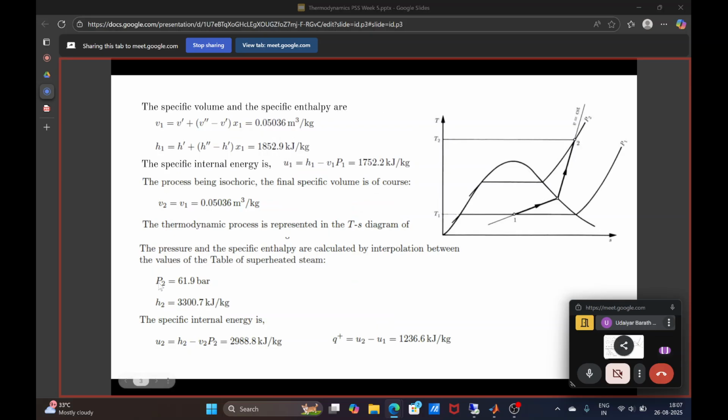So it will come out to be 61.9. You can do it by interpolation and you'll find the pressure and enthalpy. With that, you can find out the internal energy, which comes out to 988.8 kilojoule per kg.